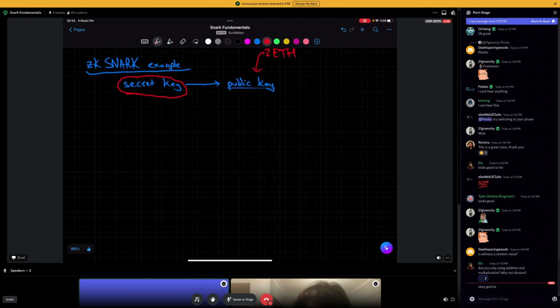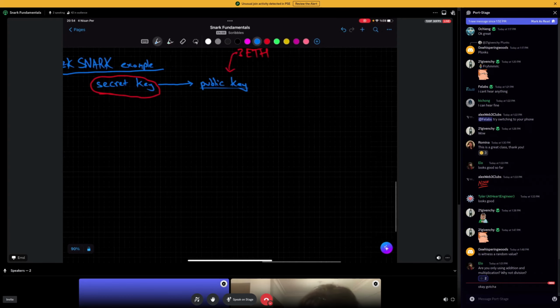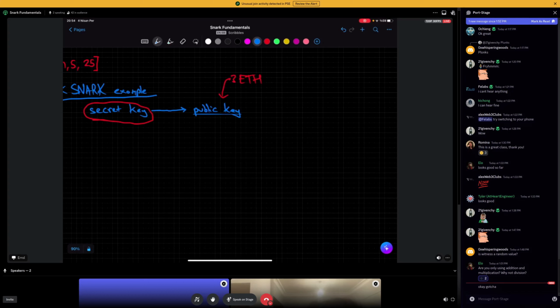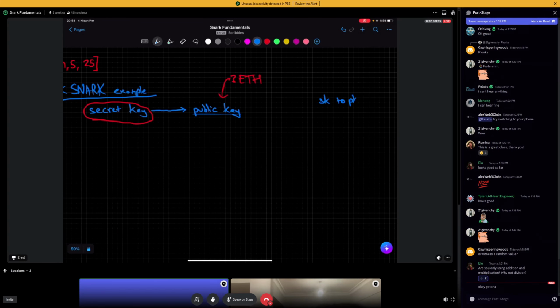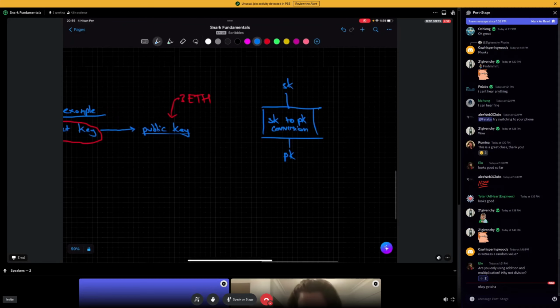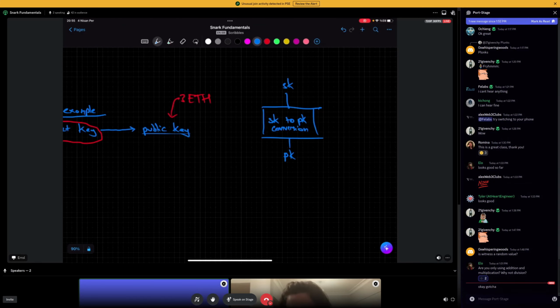If we have a circuit that does this process, so secret key to public key conversion, I'm drawing this as a box. Of course, there's a lot of stuff going on here to make this conversion, with a secret key going in and a public key coming out. But this we can represent as a zero knowledge gate.